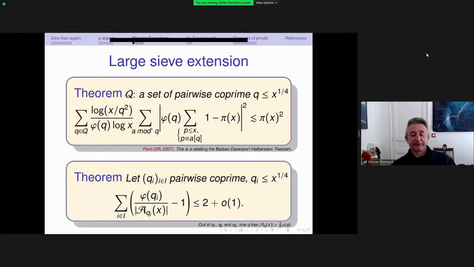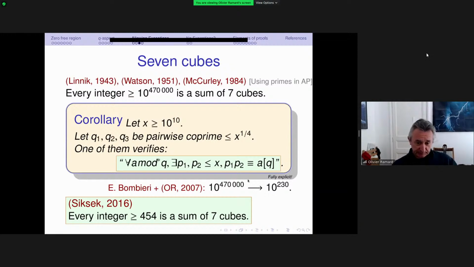Let me go back. So here we know that out of three moduli, one of them has A of Q larger than 3/5 phi of Q. What can you do with that? Well, if you give yourself three coprime moduli, less than x to the 1/4, then for one of them, you can cover all the classes by a product of two primes. It's simply because the primes are very large, and if you double the size, multiplicatively, of the set, you cover everything. There's no difficulty in it.